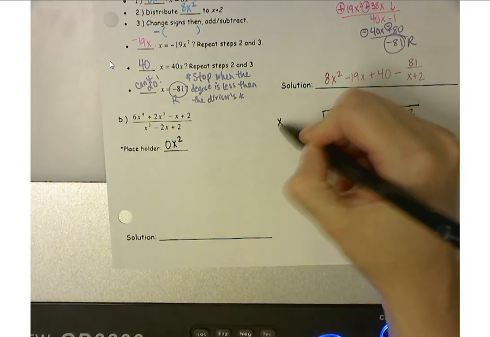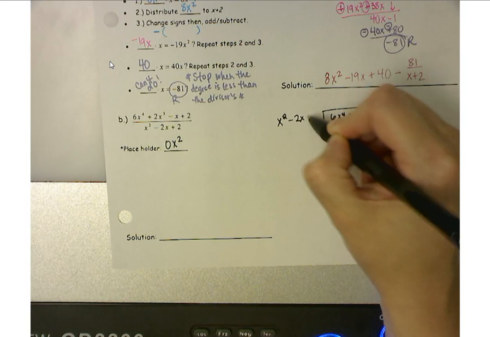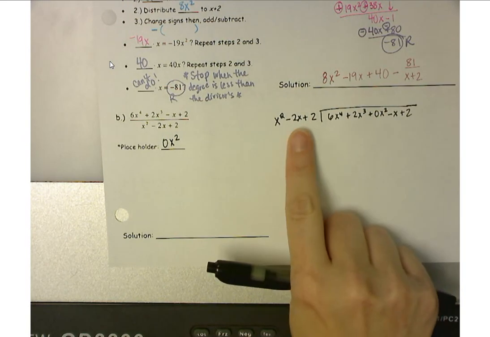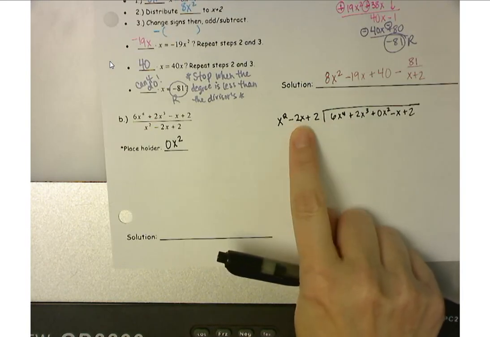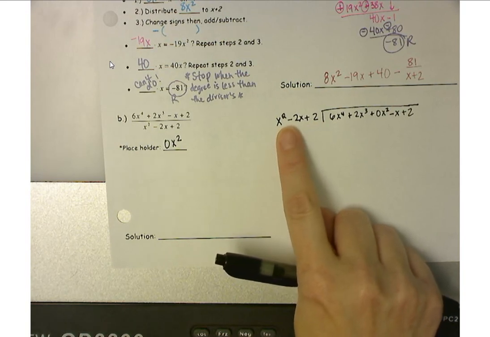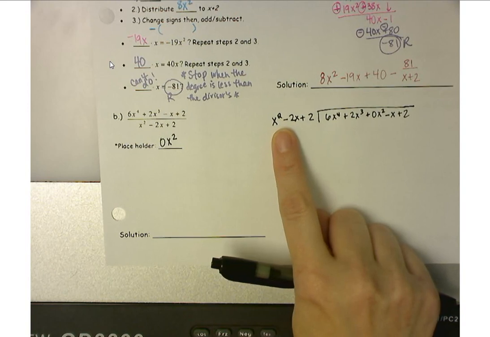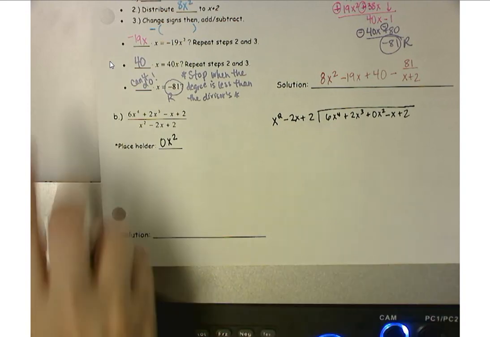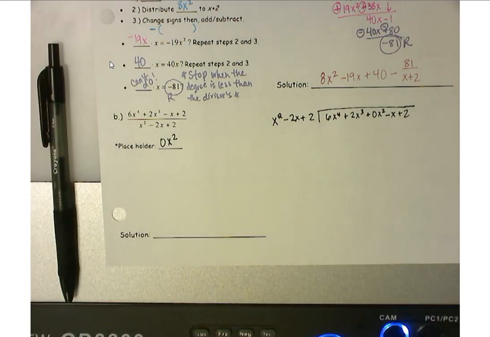And then here we have x squared minus 2x plus 2. Okay, so we are dividing this by a trinomial. I don't think you did anything this big in algebra 2. Okay, so I'm going to give you about a minute to start that and see how you do. So go ahead and get started on B.